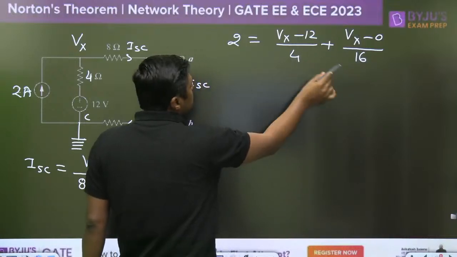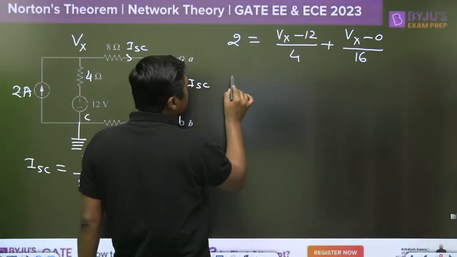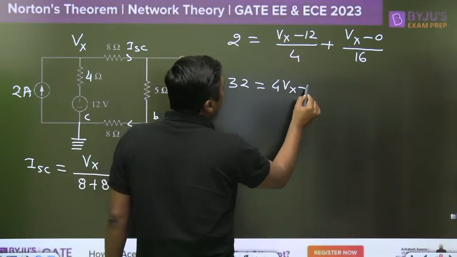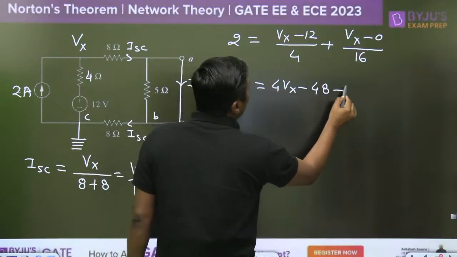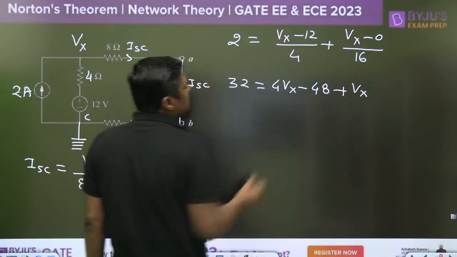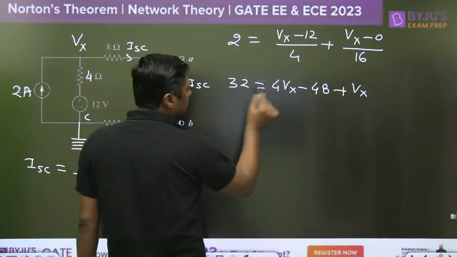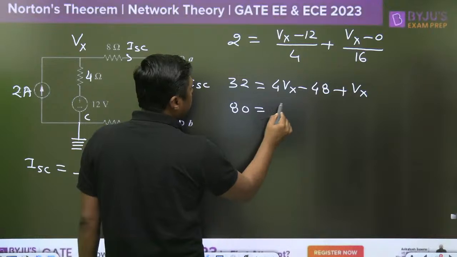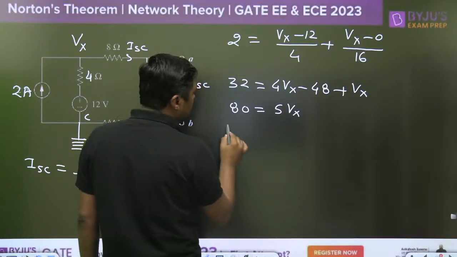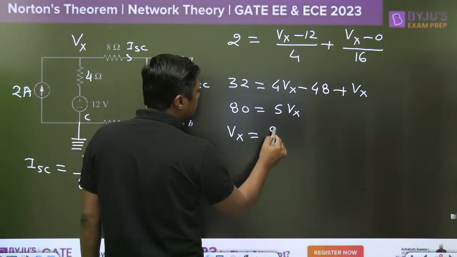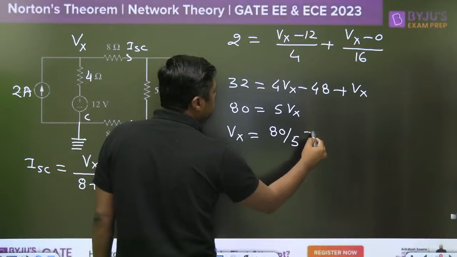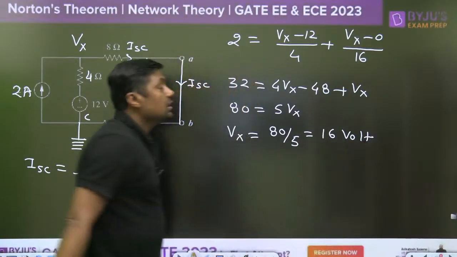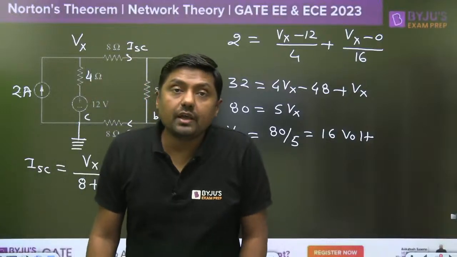Now 16, take the 16 as LCM, it will become 32. 4Vx minus 48 plus Vx. I am taking the 16 as LCM. Then 48 plus 32, I think it is 80. Here 5Vx. Everyone tell me what is the value of the Vx? 80 divided by 5, that is 16 volt. That is the value of the Vx.